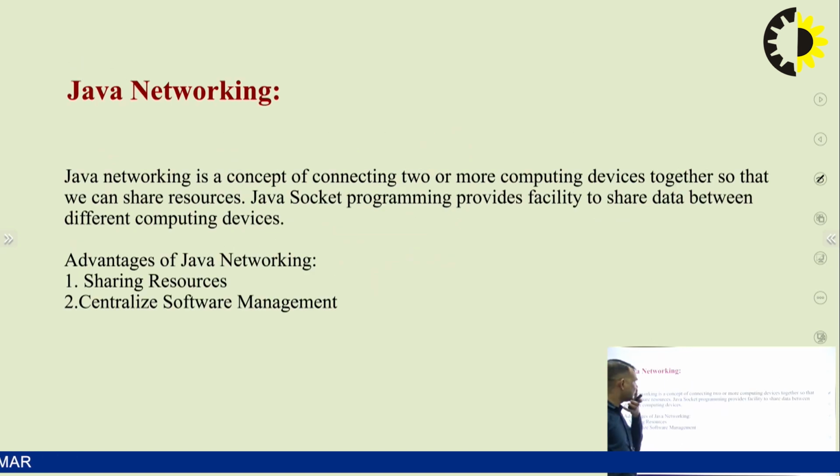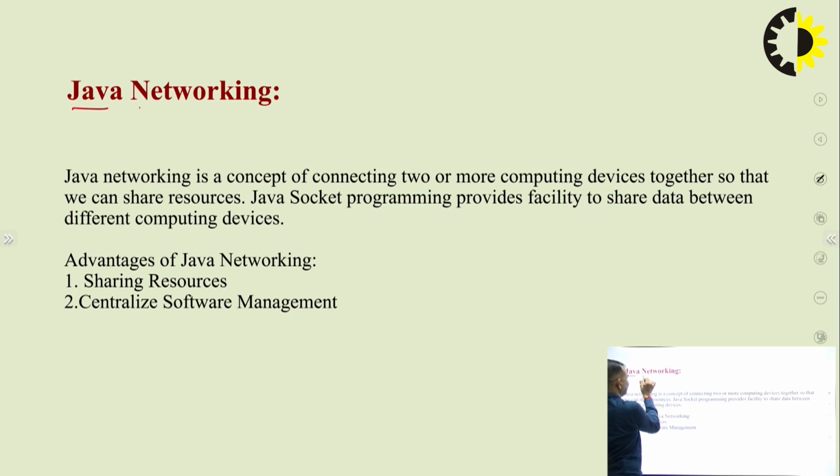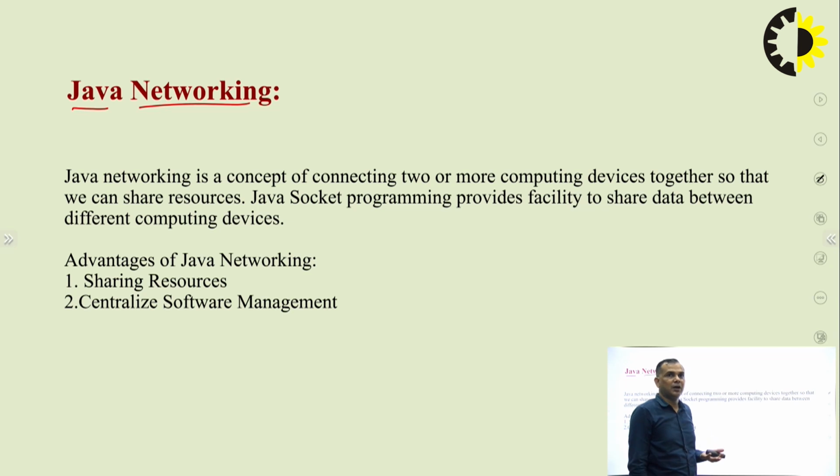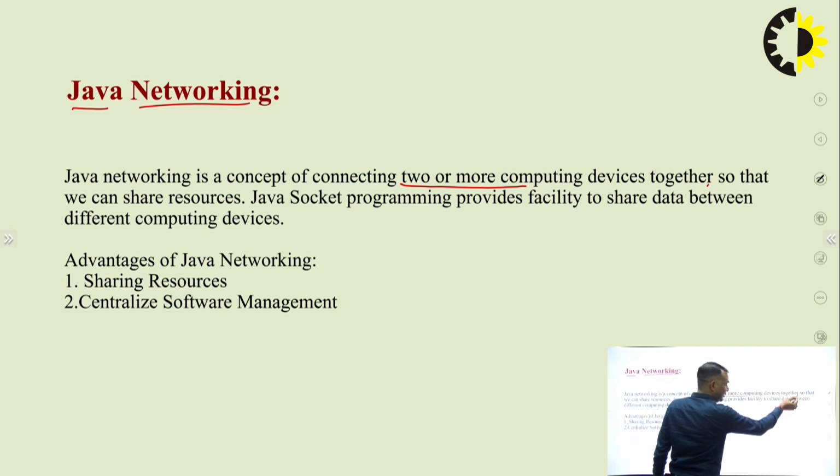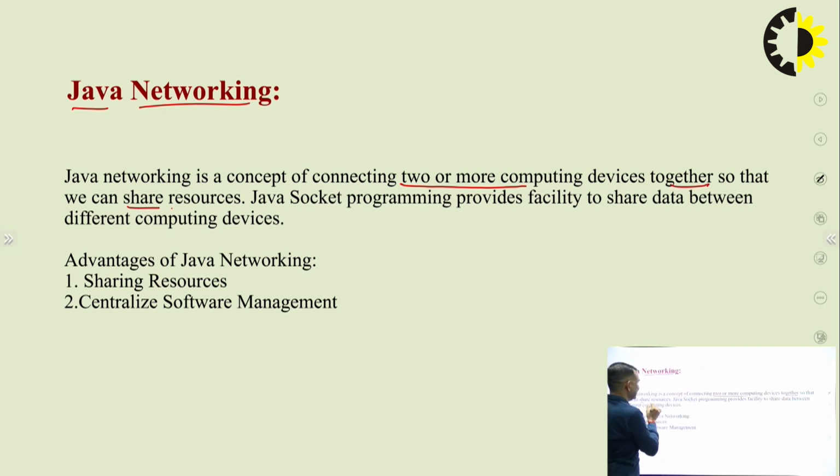Now we are talking about Java networking. When we are talking about these 2 words, one is Java, the second one is networking. It means if we have to work on more than one device and share data, then we use Java networking. So it is a concept to connect 2 or more computing devices together so that we can share the resources.